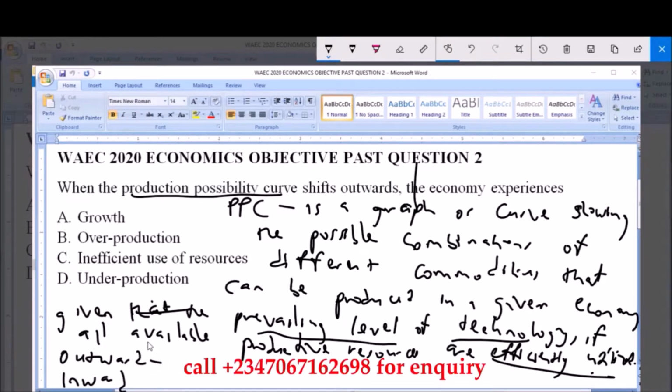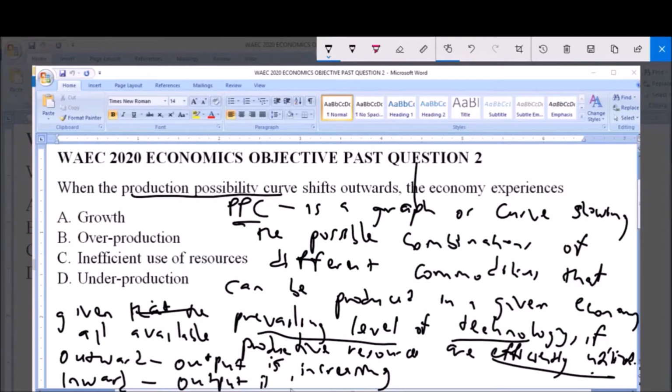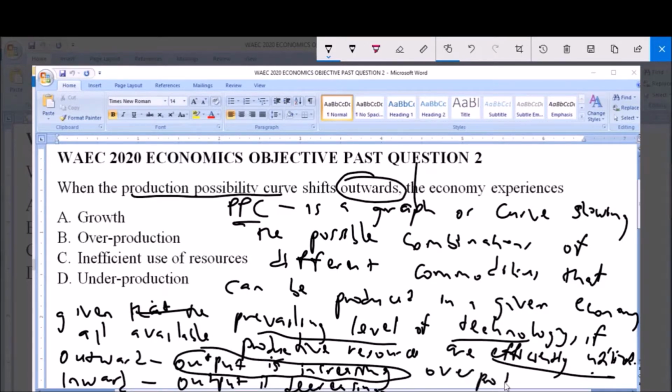Now, when it shifts outwards, when the PPC shifts outwards, it means that output is increasing, and when it shifts inwards, it means that output is decreasing. So from the question, we're asked what happens when it shifts outwards, and we have established the fact that the output is increasing. And when output is increasing, there's likely to be overproduction of resources. So overproduction, option B, is the correct answer to this question.